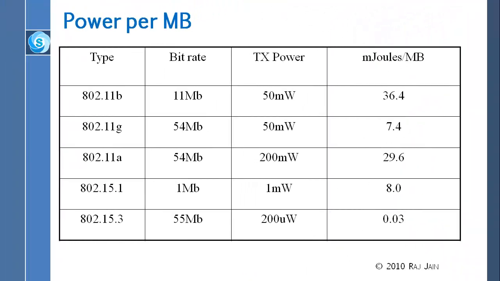Power is one of the key considerations in a wireless network, and one way to measure the power consumption is how many watts or how many joules of energy is used for 1 megabit, or 1 megabyte.